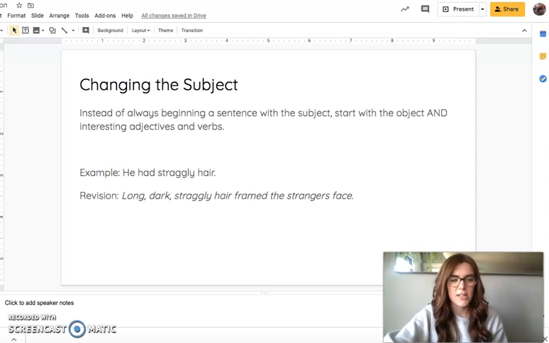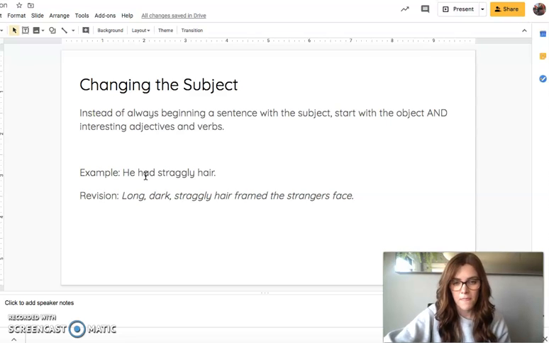And in this lesson, we're going to be talking about changing the subject. So instead of always beginning a sentence with the subject, so who the sentence is about, start with the object and some interesting adjectives and adverbs. So for example, we have "he had straggly hair." "He had" is a very repetitive sentence starter. Instead, start by describing this person's hair by adding more adjectives and a verb to describe how the hair is moving. So for example, we have "long, dark, straggly hair framed the stranger's face."